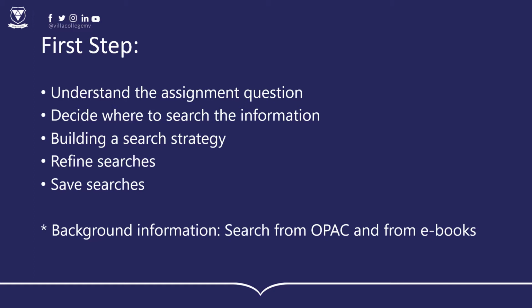The first step to doing your assignment is knowing what you are looking for and where to search for the information, building a search strategy, and refining and saving your searches. The first thing to know is what exactly the assignment is about and what information is needed, and also deciding where the information can be retrieved. For background information, you can search the library OPAC and find reference books and subject-related books from the physical collection, or find background information from ebooks.